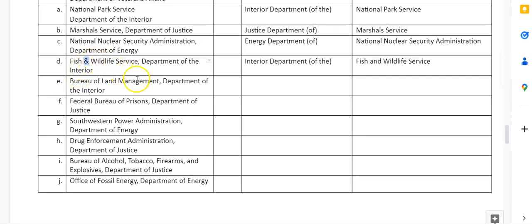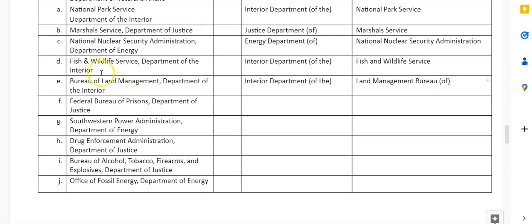Okay, for letter E, we have another Department of the Interior, and it's the Bureau of Land Management. So the most important part of the department name is Interior, Department of, in parentheses, "of the." And now when we do level 3, we want to again focus on the most important part of this name. Bureau isn't as important as Land Management. So Land Management, Bureau of, in parentheses, is our level 3.